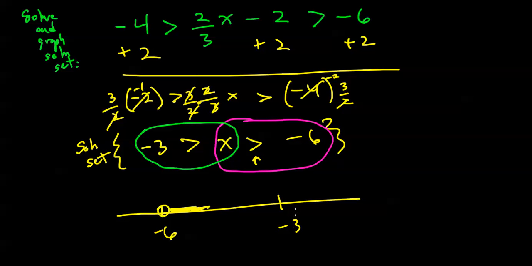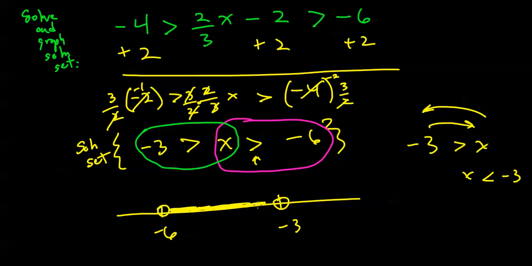Right, minus 3 is up here somewhere. Now again, minus 3 is greater than x. That's equivalent to x less than minus 3. I can read this right to left or left to right. X less than minus 3. So I'll draw an open circle at minus 3 and shade in everything on the number line between minus 6 and minus 3. Alright, there's my number line graph.